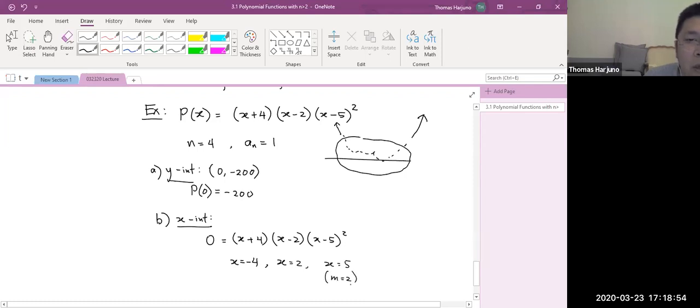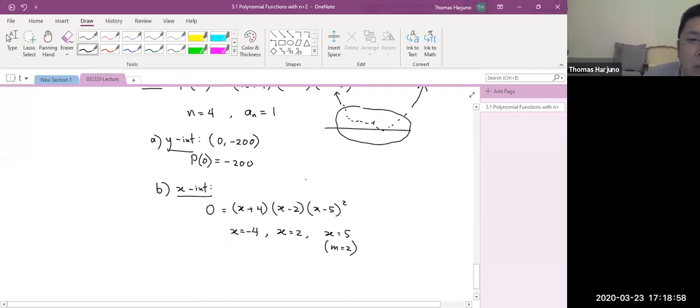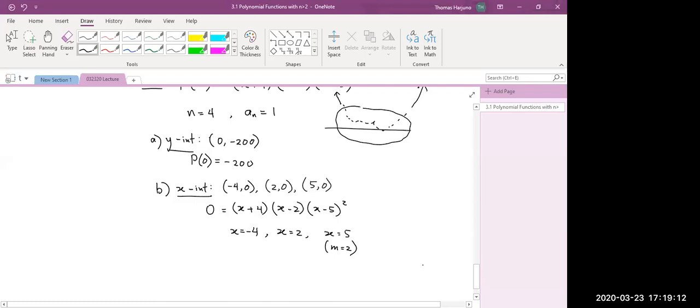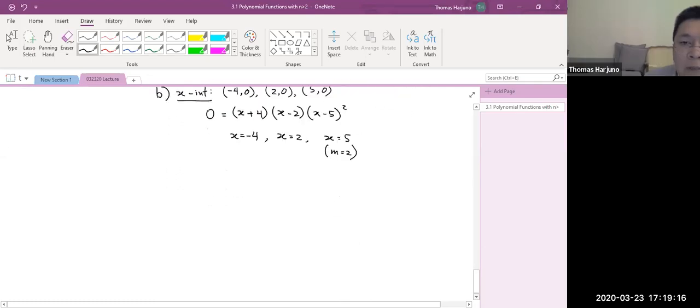Now we will see the significance of the multiplicity much later. But at least we now know that the x-intercepts are (negative 4, 0), (2, 0), and (5, 0). Is it okay? Yes. Those are the x-intercepts.